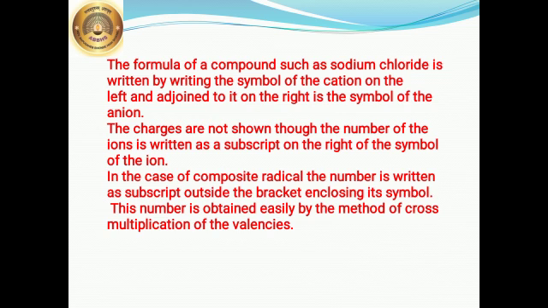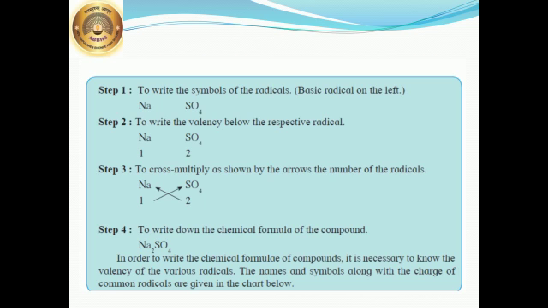Now let us see how it is done. To write the symbol of the radical, the basic radical is written at the left, Na, and the acidic SO4 is written at the right. Step 2 is you will write the valency below it. Sodium has the valency 1 and SO4 sulfate has the valency 2. Now we are going to cross multiply it. So how will the formula be written? Na2SO4.